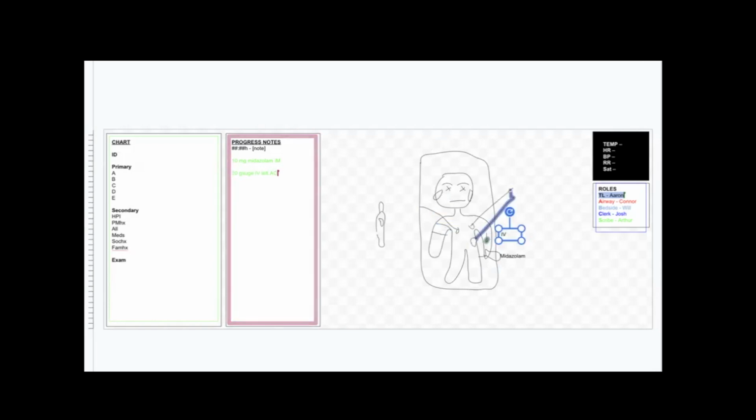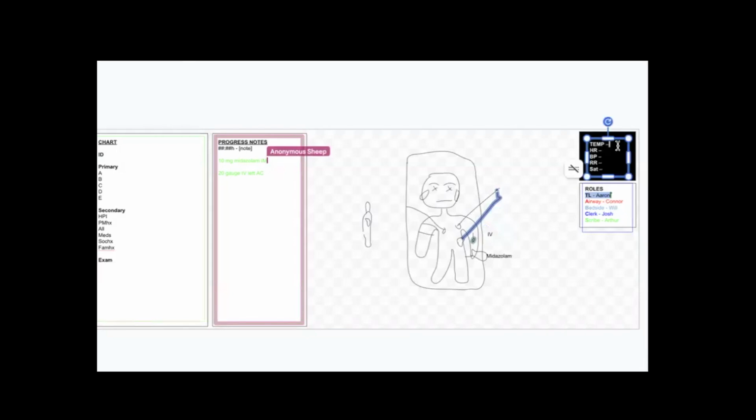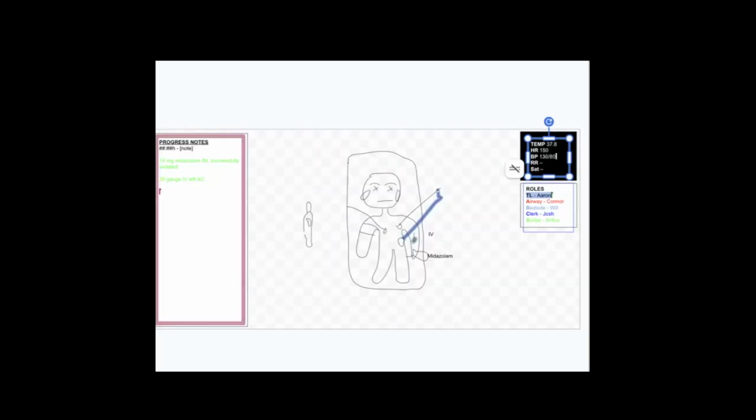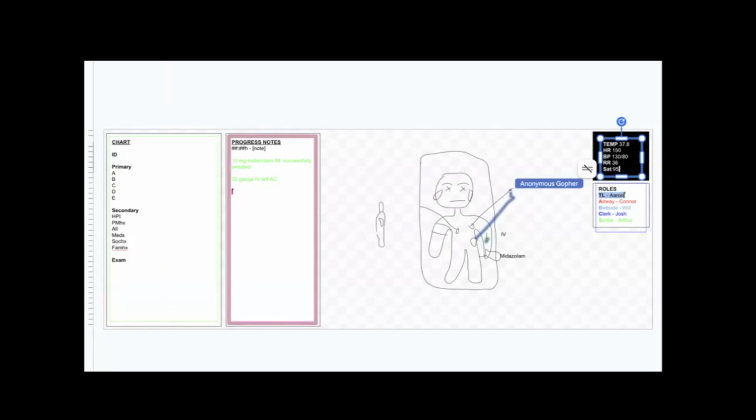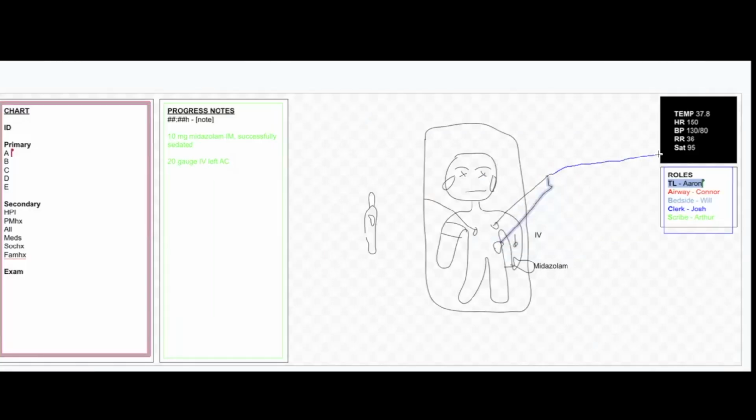Okay, you're putting on the monitor leads right now. I will update your vital signs. Just waiting for the vitals. All right, folks. We have a temperature of 38.78, heart rate of 150, respiratory rate 36, the blood pressure is 130/80, and they're saturating 95%. Thank you. Will, please go through a primary survey with the ABCDE acronym, sharing out loud with the team what you find.